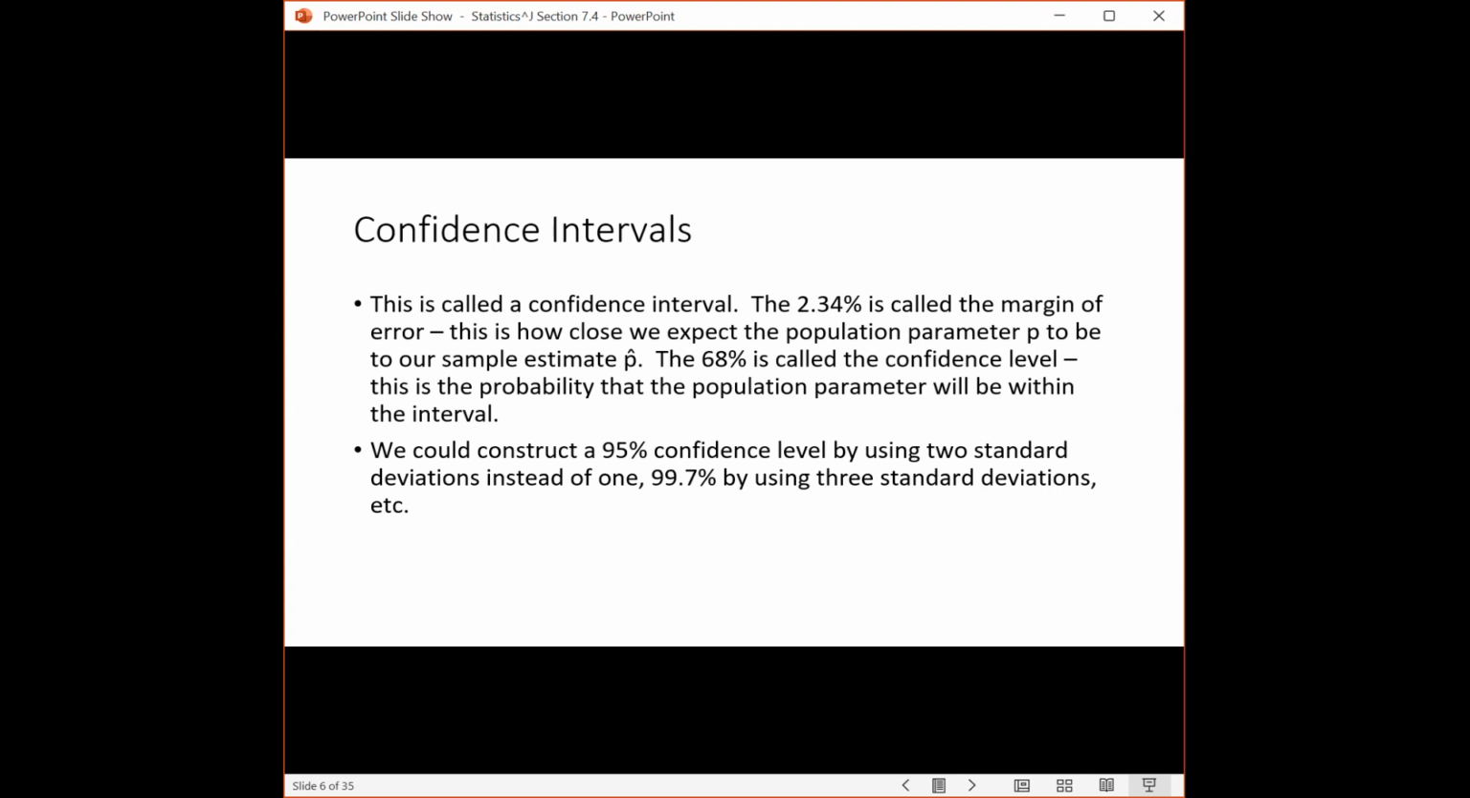We could construct a 95% confidence level. So we just did a 68%. We could construct a 95% confidence level by using 2 standard deviations instead of 1. We could construct a 99.7% by using 3 standard deviations, and so on. Okay, so we can construct different types of confidence intervals based upon different confidence levels.